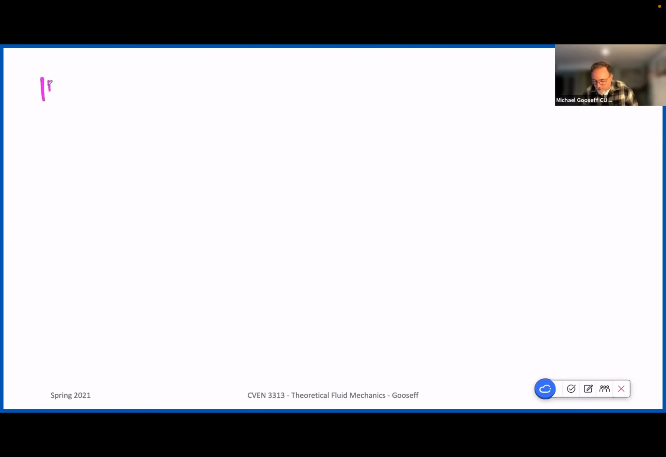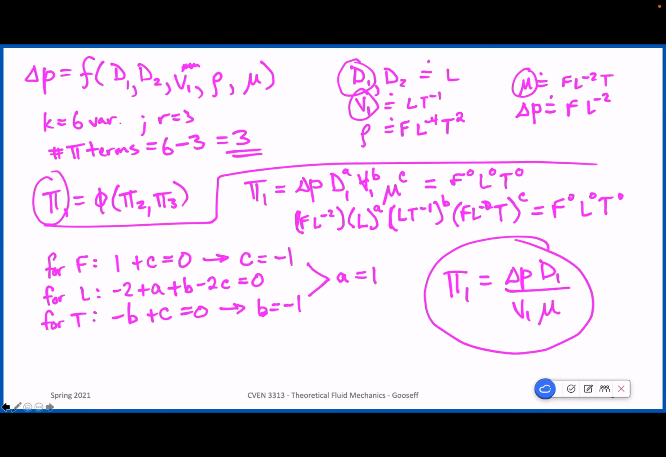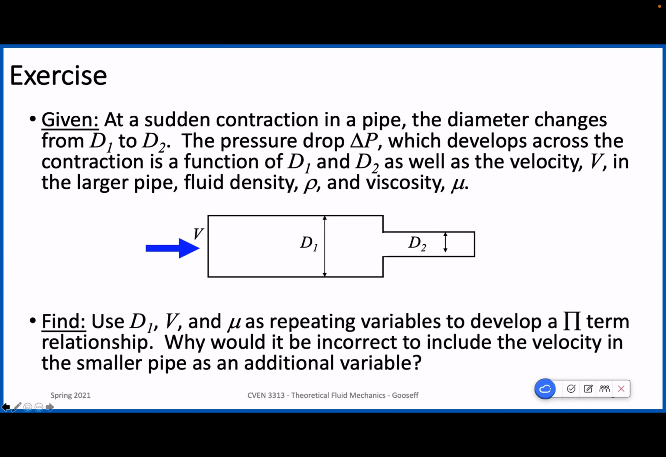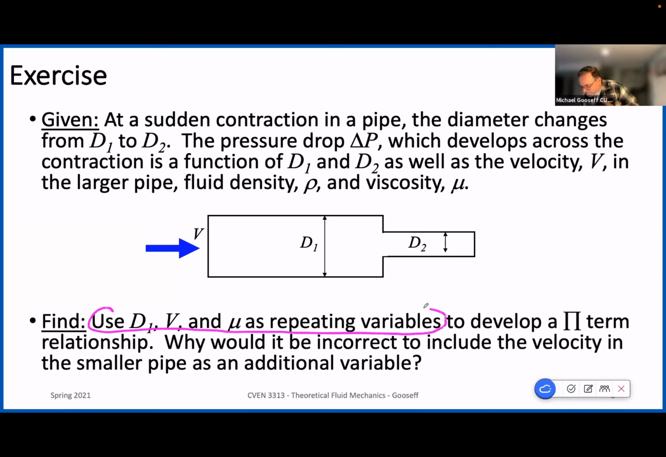Okay, so pi 2. I have a quick question. Sure. Like, how did you decide that D1, V1, and mu were the pi 1 term? Well, those are the repeating variables. So they always have to be included in all three pi terms. They will show up. And Amara, that was defined right here. Use these as the repeating variables.